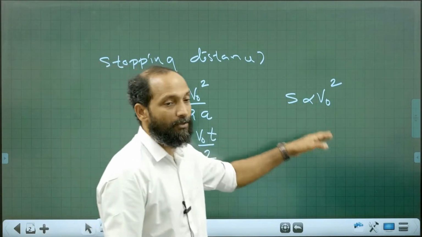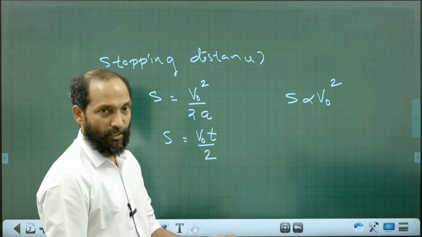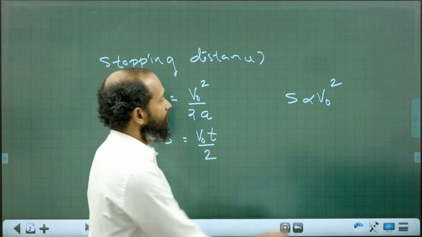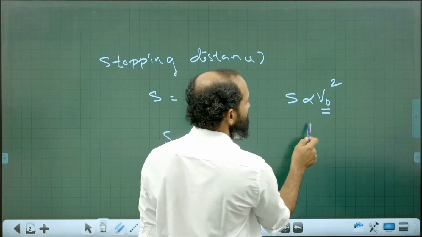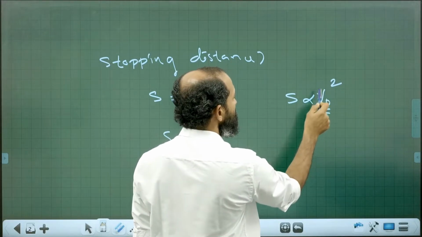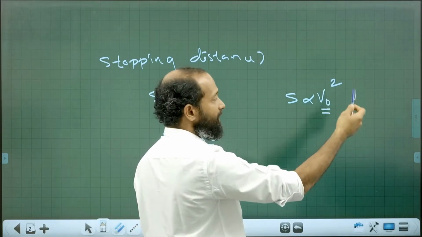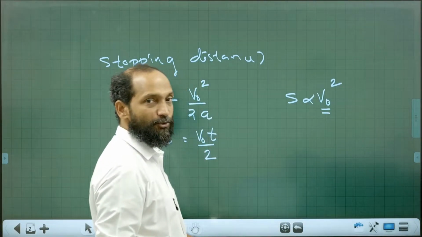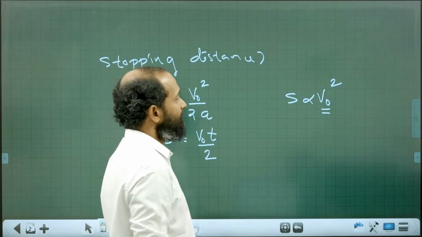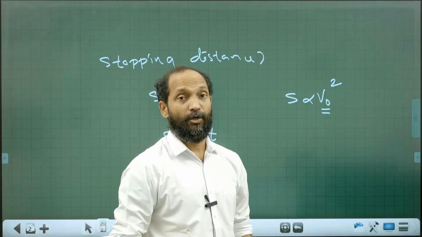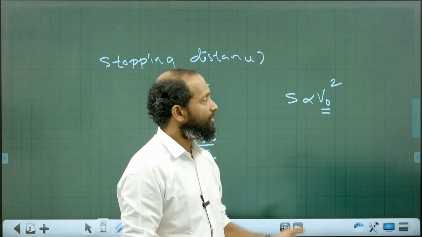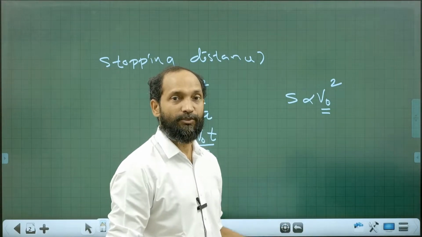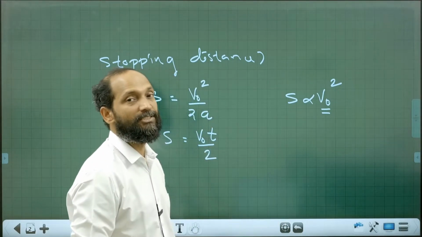If speed is halved, stopping distance becomes 1/4. If speed is tripled, stopping distance becomes 3 squared, 9 times. Speed 1/3, stopping distance becomes 1/3 squared, that is 1/9. Speed quadrupled, stopping distance becomes 16 times. Speed 1/4, stopping distance becomes 1/16.